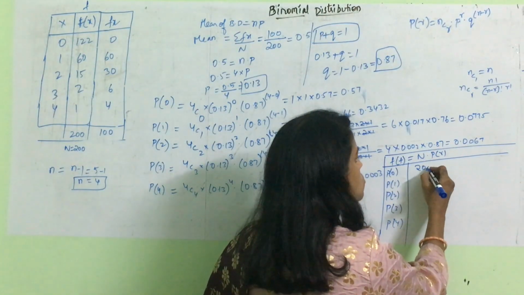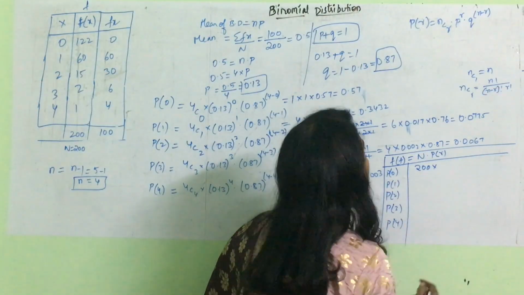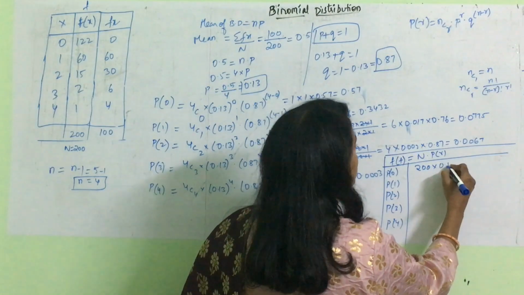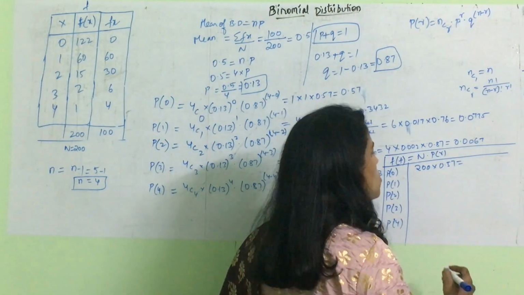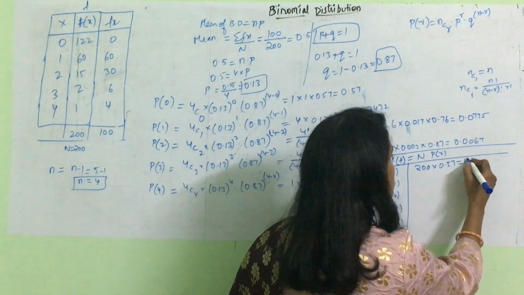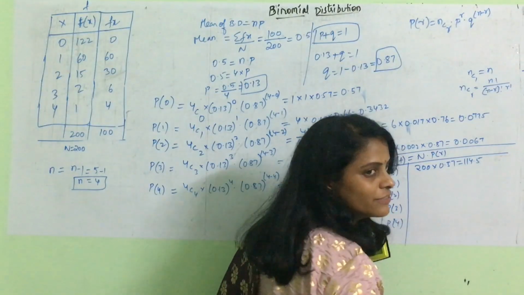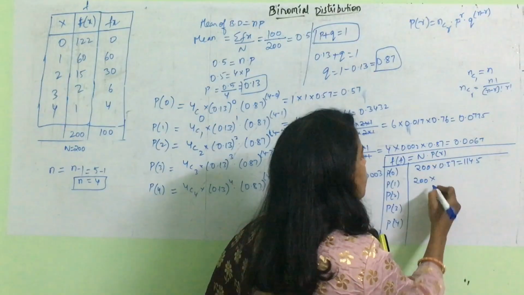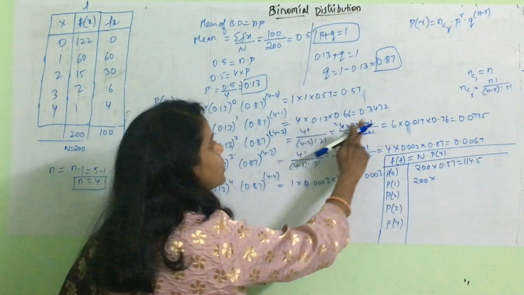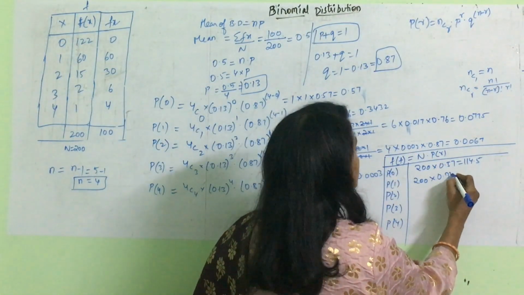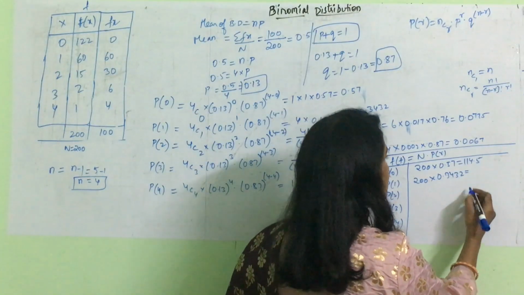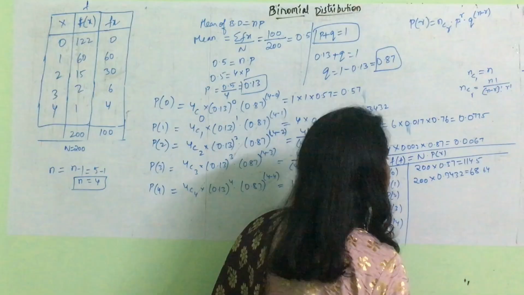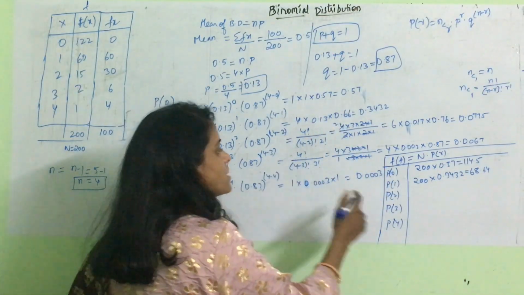What is n? 200 into P(0). What did we get for P(0)? P(0) value is 0.57. So 200 into 0.57, that is 114.5. Then the next one, P(1). 200 into P(1). What is the P(1) value? That is 0.3432. So what is the total value here? That is 68.64.